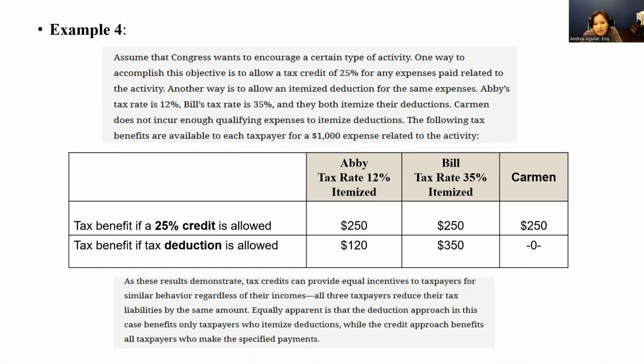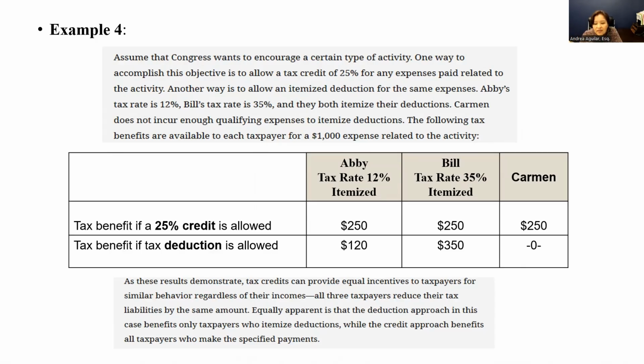Okay, so we have 3 taxpayers, Abby, Bill, and Carmen. And there are two possibilities that they have. They could either use this expense and claim a deduction or get a tax credit. If they want to get a tax credit, all of them are going to get the same amount of credit. It's just 25% of the expenses. Okay, so if they incur a $1,000 expense, then Carmen will get $250 as a credit, Bill $250, and Abby $250 in this tax credit.